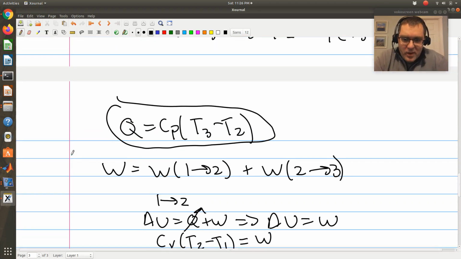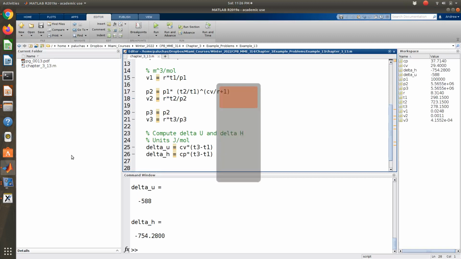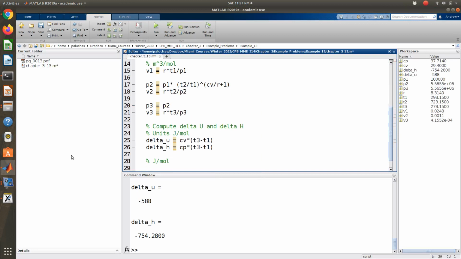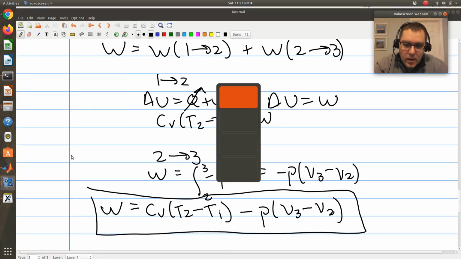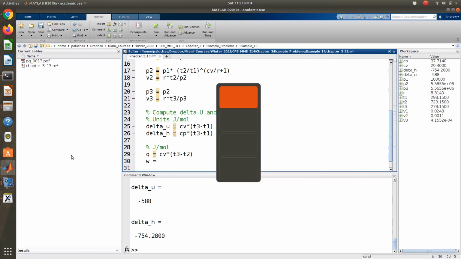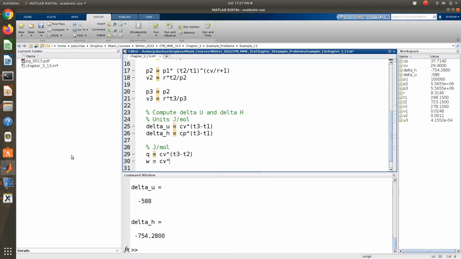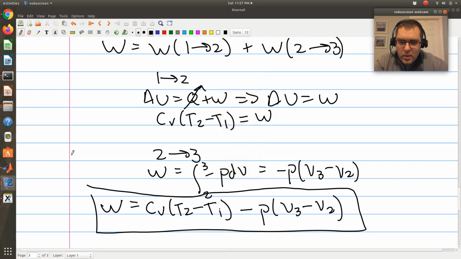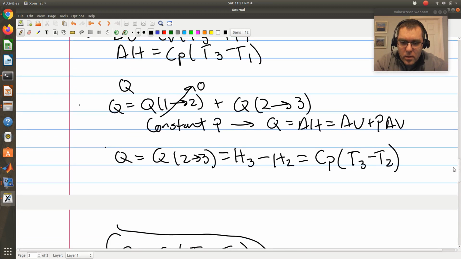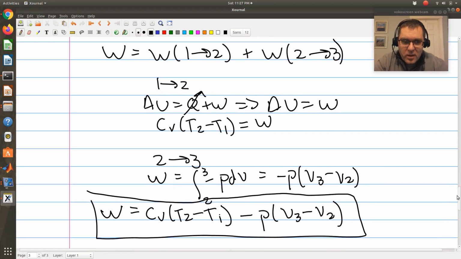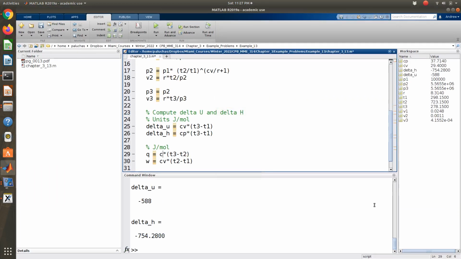Where we have everything in SI units now, in MATLAB, if I want to calculate Q, Q is going to be in joules per mole. Q would be Cv times T3 minus T2. And W would be equal to Cv times T2 minus T1. Actually, hold on, did I get this right? Oh, Cp, right? I typed it in Cp, I was thinking constant pressure. So typo, this is Cp as we had it written.